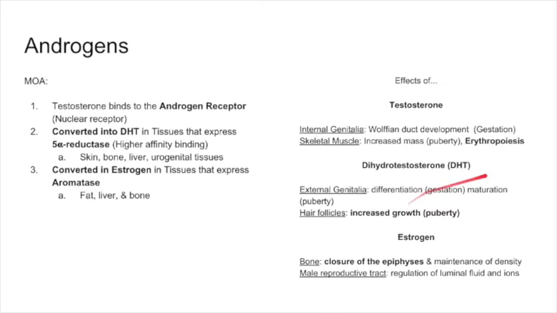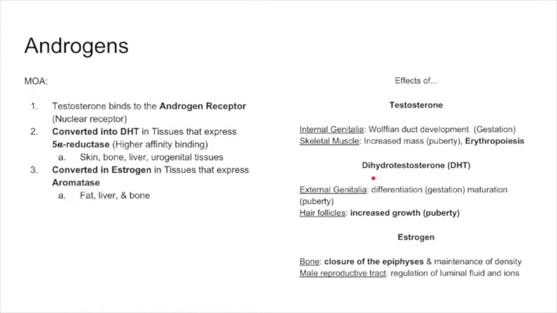Some other very basic effects of testosterone and dihydrotestosterone. So testosterone on the internal genitalia is primarily working on Wolffian duct development during gestation, and it can also increase skeletal muscle mass during puberty and cause erythropoiesis. Important one to remember.